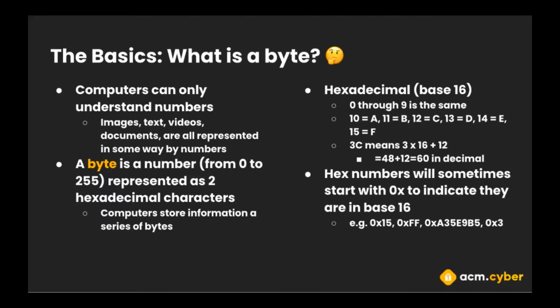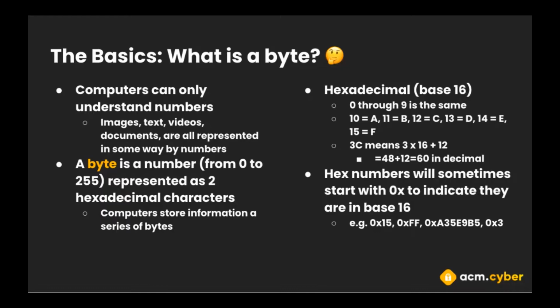Basically, computers can only understand numbers. You probably heard that in CS31. So everything has to be represented by numbers in some way, whether it's images, text, videos, documents, anything you have on a computer. And basically bytes are numbers from 0 to 255. And that's what makes up those numbers that represent files.